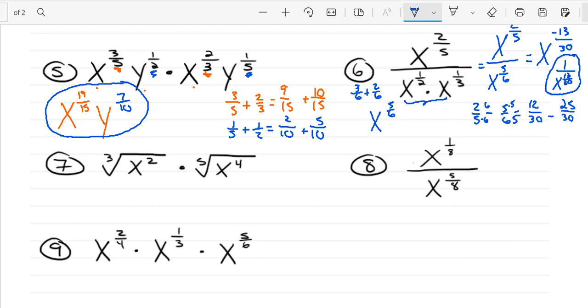For number 7, this is the last one I'll explain in detail. The next couple I'll just throw the answers up. For 7 here, the last one in this section, right now you can't do anything with these. The reason is because they have different roots. This has a 5th, and this is a 3rd root. So the best thing to do here is to convert it into exponential form and then work with it. So this will be x to the 2/3, and this will be x to the 4/5.